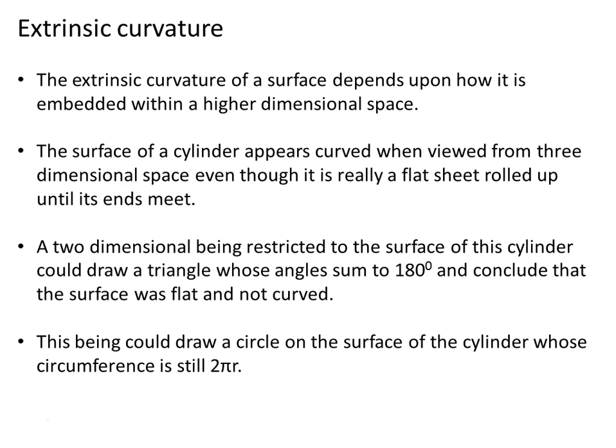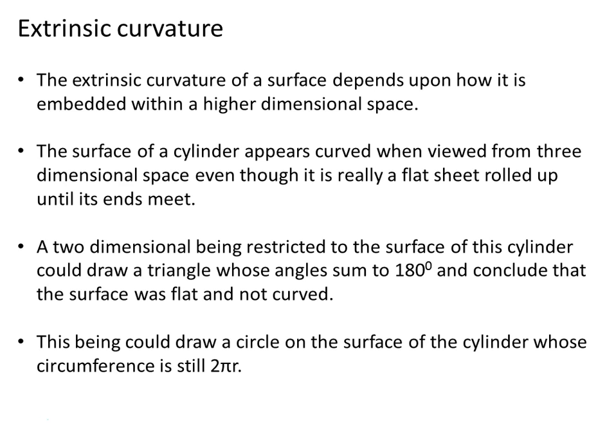Let's begin with extrinsic curvature. The extrinsic curvature of a surface depends upon how it is embedded within a higher dimensional space. So take the example of a cylinder. The surface of the cylinder appears curved when viewed from three-dimensional space, even though it is really just a flat sheet rolled up until its ends meet.